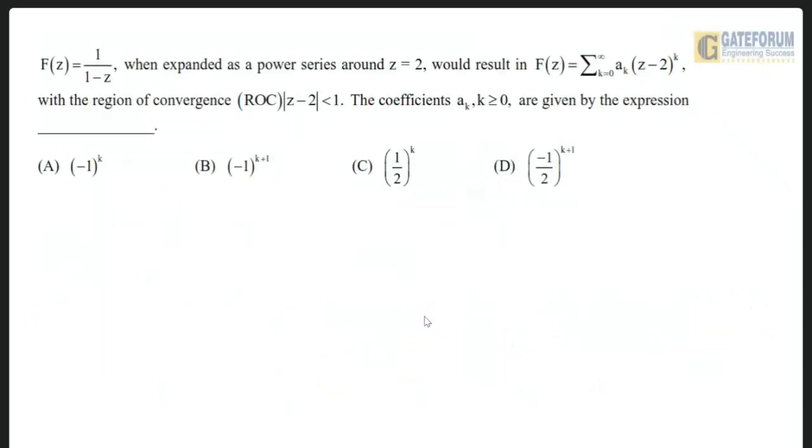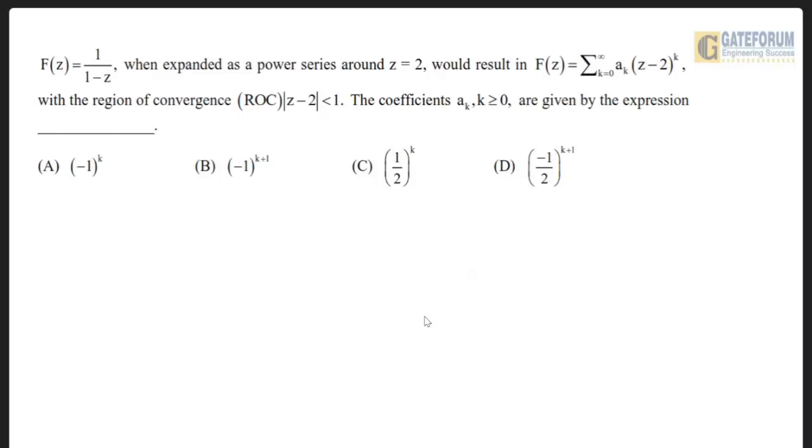f of z is equal to 1 upon 1 minus z, when expanded as a power series around z equal to 2, would result in f of z equal to the summation k from 0 to infinity of a_k into (z minus 2) to the power k, with region of convergence mod z minus 2 less than 1. The coefficients a_k, k greater than or equal to 0, are given by the expression. Four options are given.